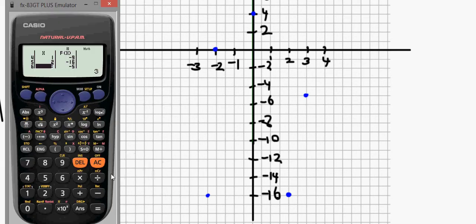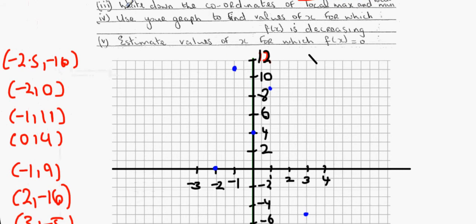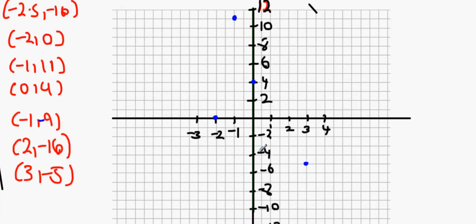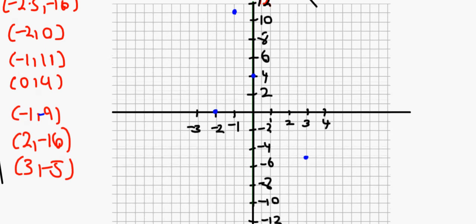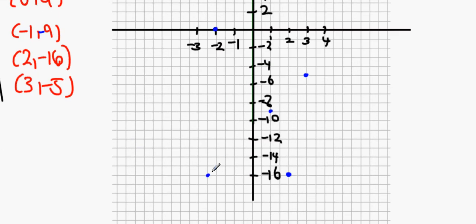Now just double check your workings. So it actually was 1 minus 9. It wasn't 1 plus 9, it was 1 minus 9. So we just need to adjust that one because it was a bit off that point. And 1 minus 9 is located here. So what we've got to do is start attaching them together.